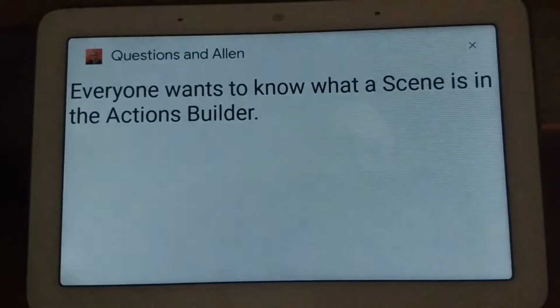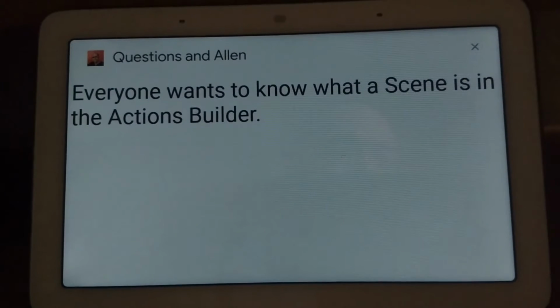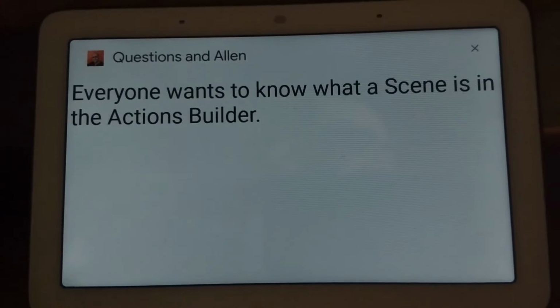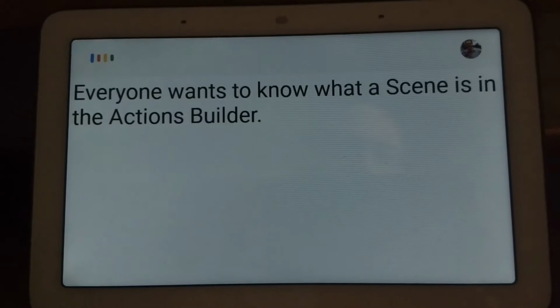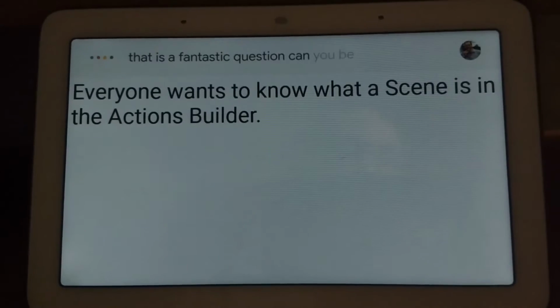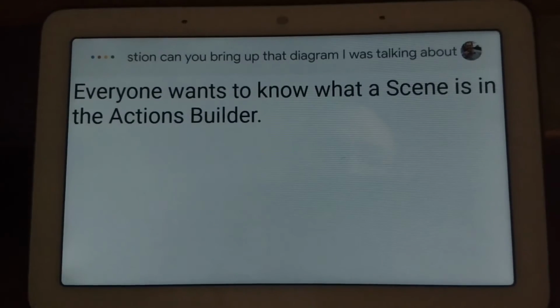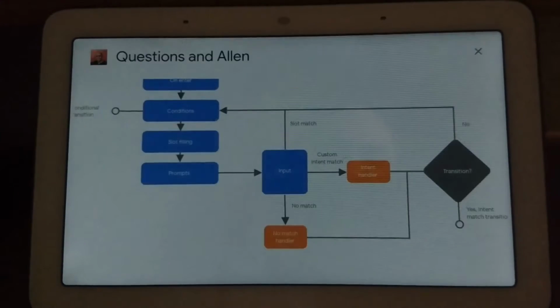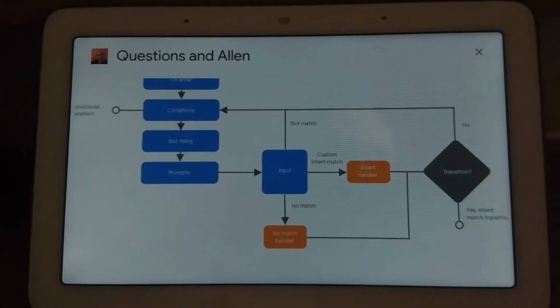Hey Google, what's the word on the street? Everyone wants to know what a scene is in the Actions Builder. Yeah! Hey Google, that is a fantastic question. Can you bring up that diagram I was talking about? Sure, here's the diagram from Google.